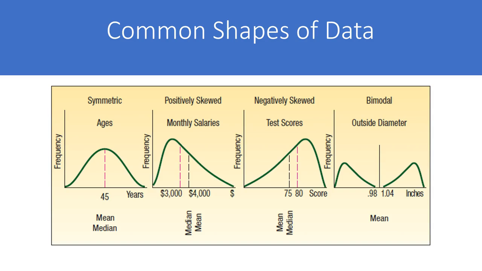There are four common shapes of the data that we see here. Symmetric is when your mean and your median are equal. Positively skewed, or skewed to the right, is when your mean is greater than your median. Negatively skewed data is when your median is greater than your mean. And bimodal data has a shape where you have two or more peaks that indicate two or more populations might have been combined in that one measure.